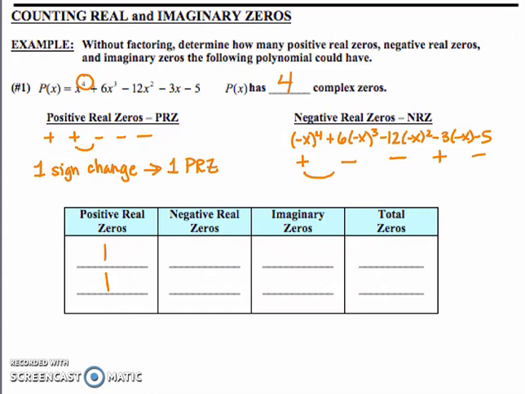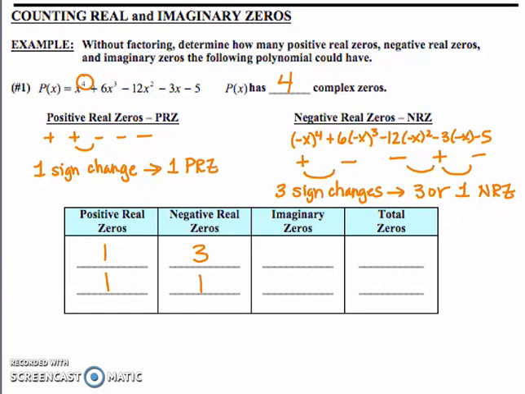So it looks like I have one sign change here, one sign change here, one sign change here. Since I have 3 sign changes, that tells me that I'm going to have either 3 or, remember, subtract 2 from it, 3 minus 2 is 1, or 1 negative real zero. So all the possibilities here, I could have 3 negative real zeros or I could have 1 negative real zero.